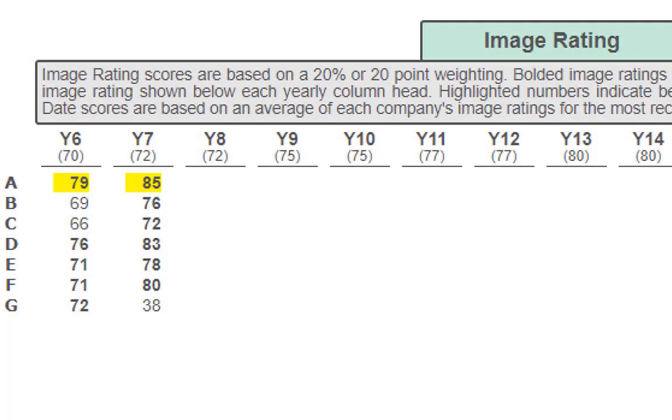Image rating. Company A has the best image rating. I've been saying Company F for every other category, but now Company A has the best image rating at 85. Everyone else is meeting expectations except Company G. So let's go ahead and jump to the competitive reports.